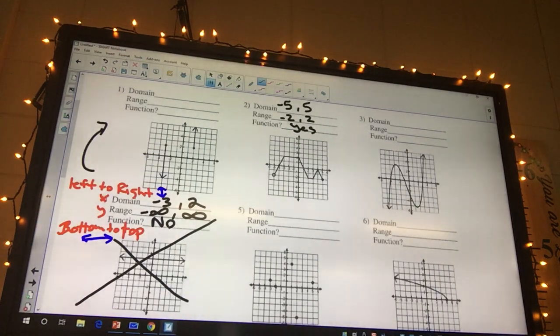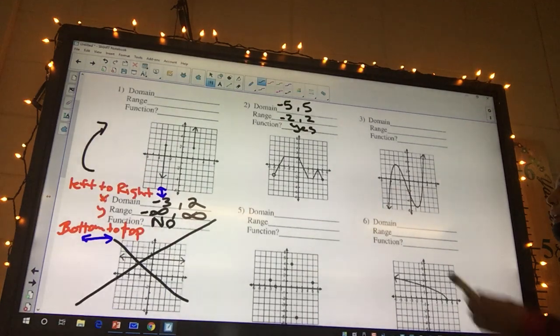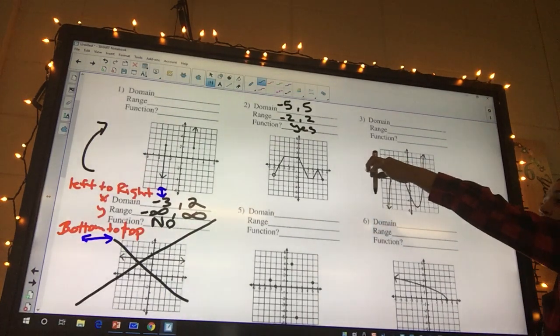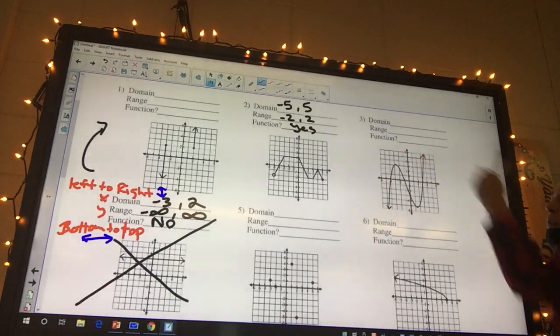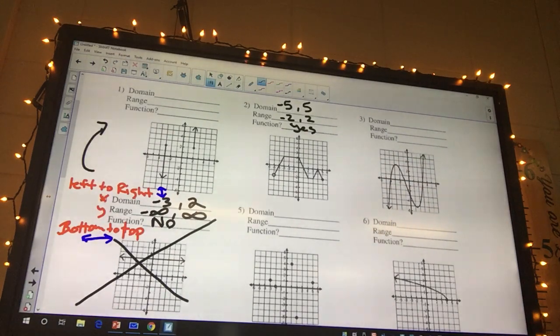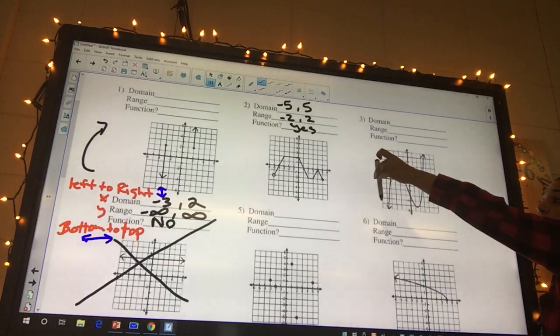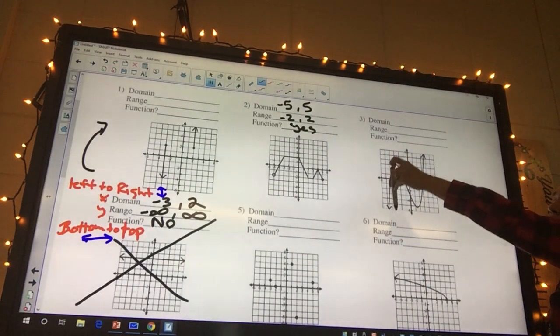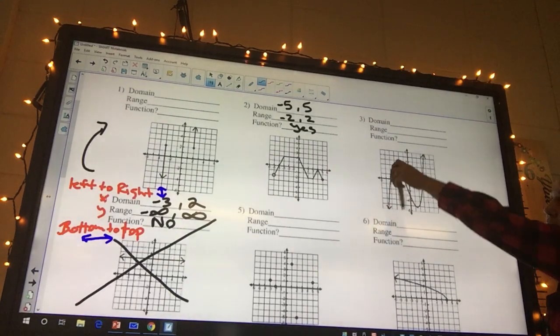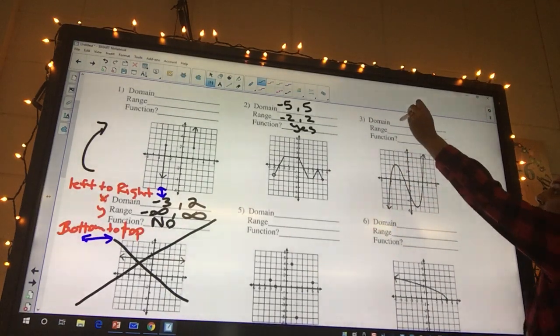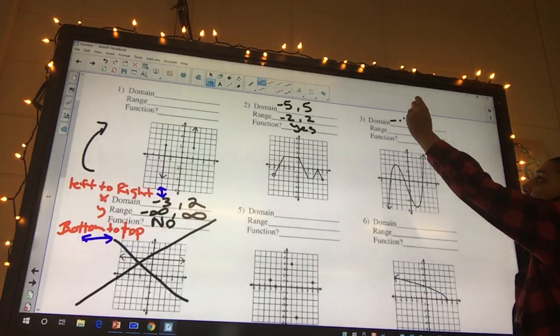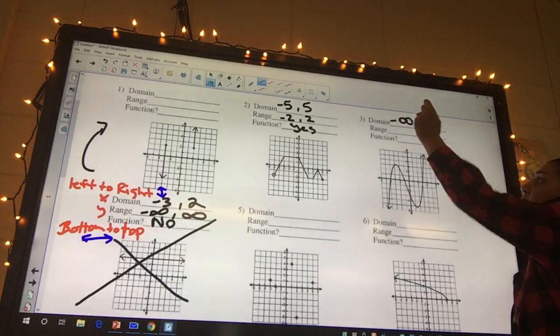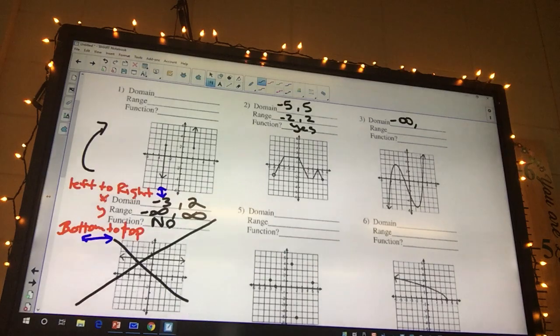Okay, number 3. Same thing, we're going to work with the domain. So we start out here. What's the first thing we're going to touch? Infinity, an arrow. So the very first part, if you're dragging your pencil along, is the first part you're going to see once your pencil passes it. It's an arrow, so it should be negative infinity. And then what's the last thing we're going to touch? Drag your pencil along. Yep, it's going to be positive infinity.